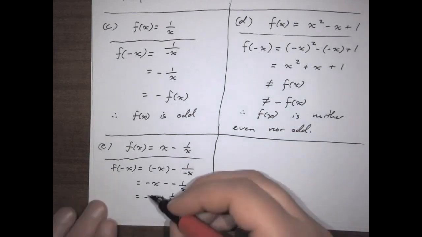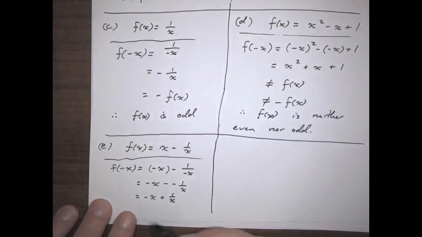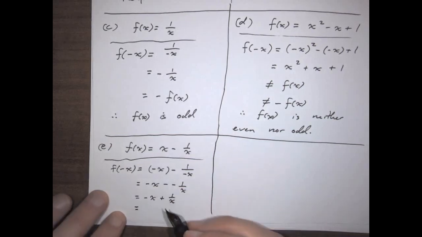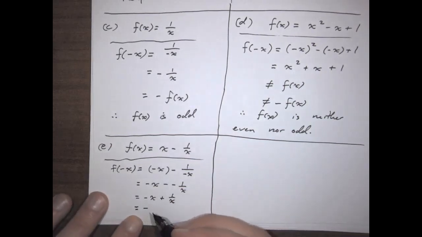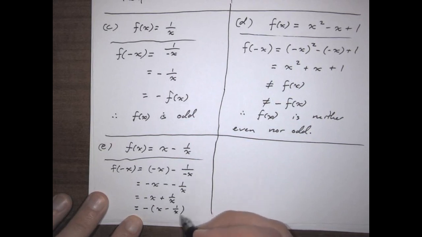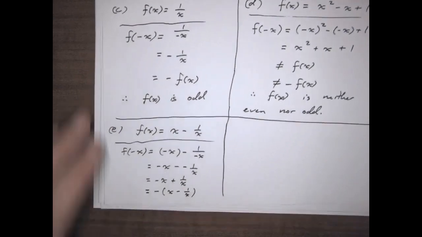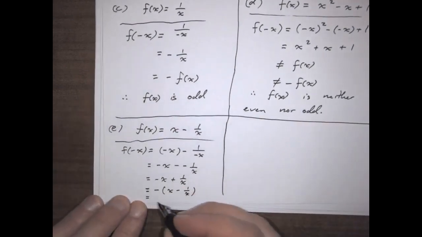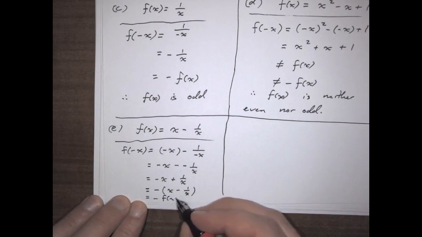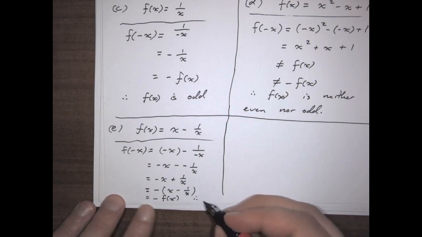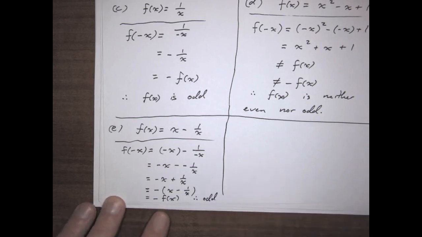Now you look at this and you look at the original and you notice that it's definitely not the same, but actually term by term it's completely the opposite. So this means if I were to pull a negative out, I would end up with negative x minus 1 over x, which is the same thing as just negative f of x. So the opposite of the original. So therefore, odd.